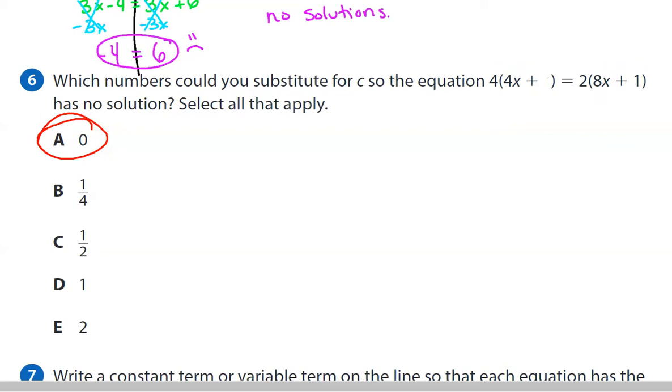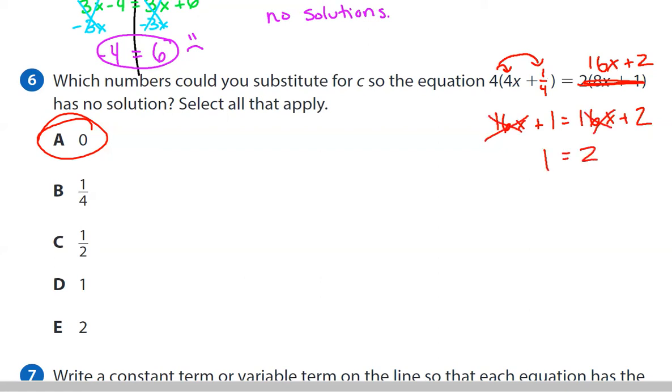Okay, we're going to substitute 1/4 this time. All right, distributing. 4 times 4x, again, is 16x. And 4 times 1/4 is 1. And then this again, that's 16x times 2, plus 2. We don't need to keep doing that every time. Okay, this one's going to end up being 1 equals 2. Is that true? Is 1 equal to 2? Sure doesn't.